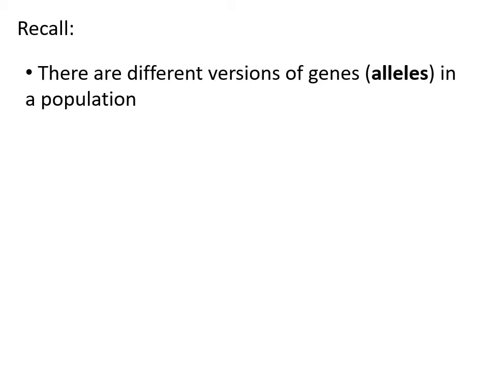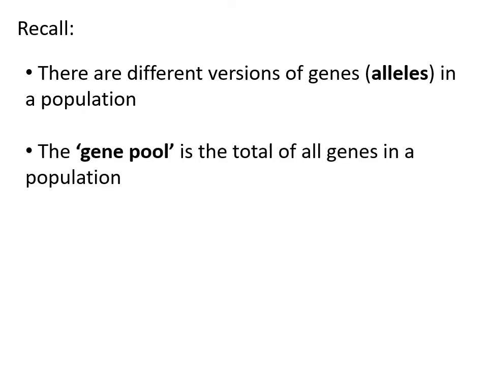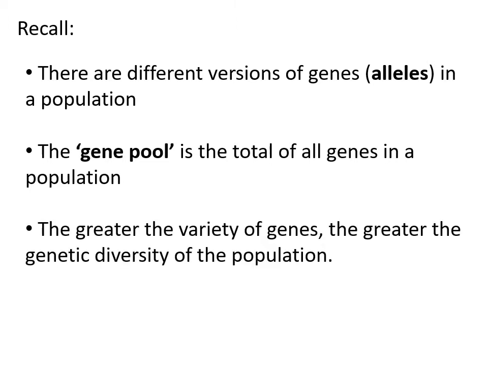So, recall that there are different versions of genes, and we call those versions of genes alleles within a population. So any population of any species will have different versions of genes within that population. We refer to this as the gene pool. That's the total number of alleles, all the different versions within a population. And the greater the variety of genes within that pool, the greater the genetic diversity of the population.